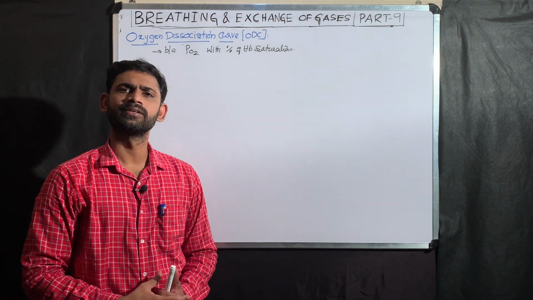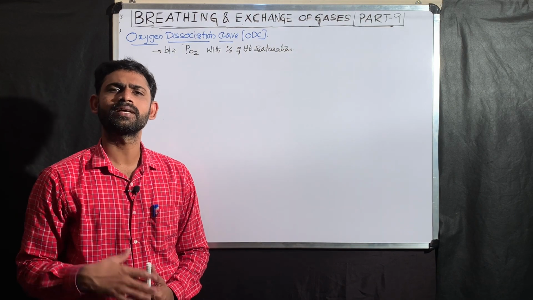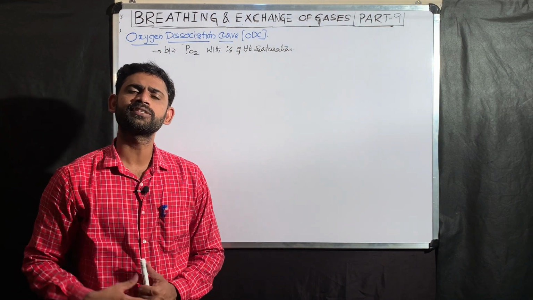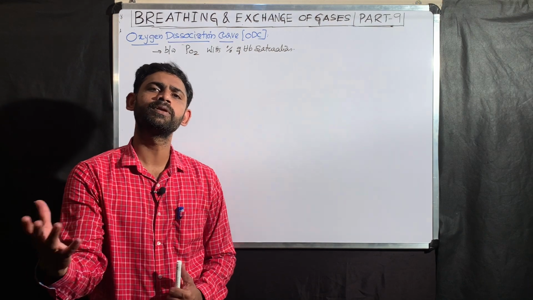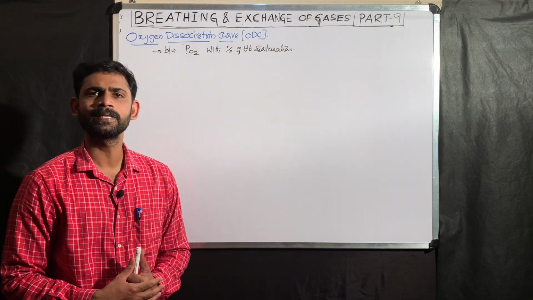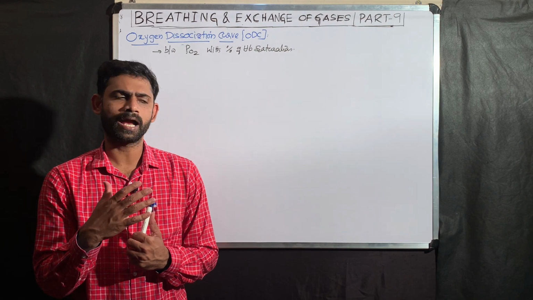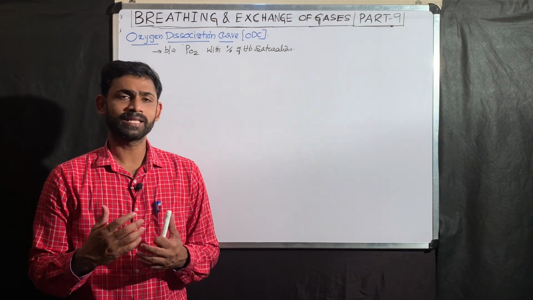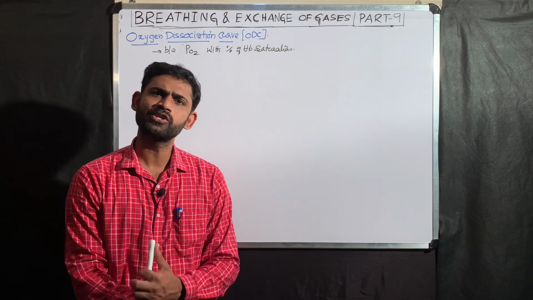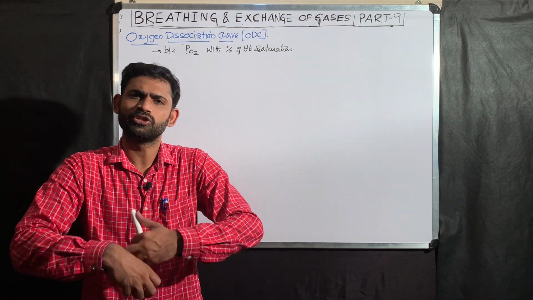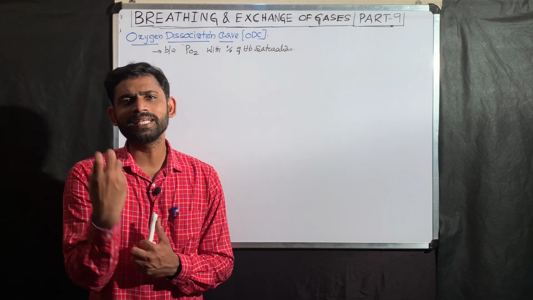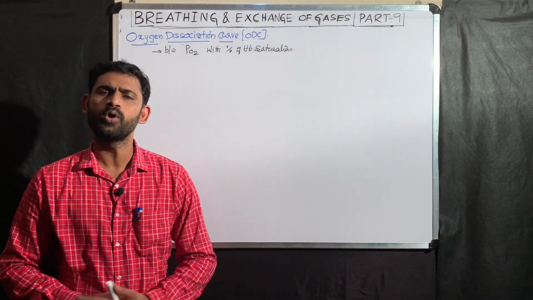Different types of factors like temperature, oxygen, carbon dioxide influence the association between the hemoglobin and the oxygen. That means whether these factors, if they increase or decrease, are influencing the association or the dissociation between the oxygen and the hemoglobin, that we can clearly understand with this ODC.